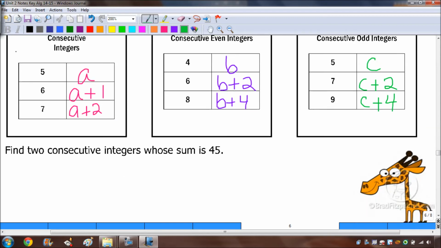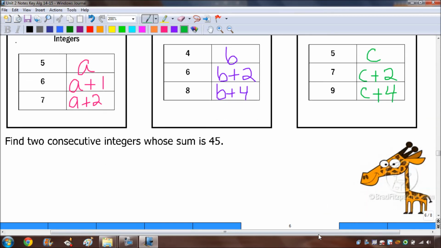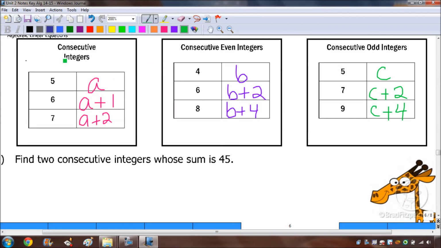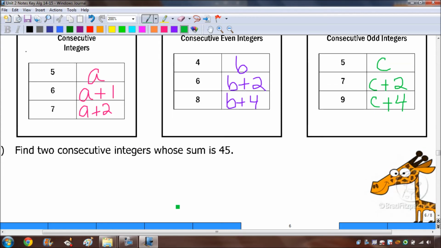So the next question, number 5, says to find 2 consecutive integers whose sum is 45. Well, they're just regular consecutive integers. They're not even or odd. So my let statements are just going to have a variable and then that variable plus 1, plus 2, plus 3, and so on and so forth. In this problem, I only need to find 2. So again, just like we always do, underline key information. I want to find 2 consecutive integers. The sum is 45.